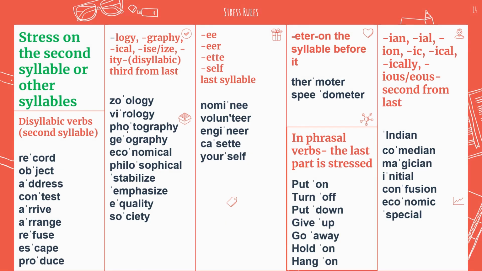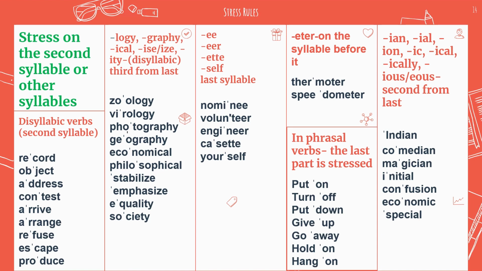Additionally, the next rule is if a word ends in either of these suffixes like ian, ial, ion, ic, ical, ically, or ious, or eous, then the second syllable from the last receives the stress. For example, Indian. Here, it is already a disyllabic word, therefore there are only two syllables. Therefore, the second from last means the first syllable. Therefore, in is the first syllable which has received the stress.